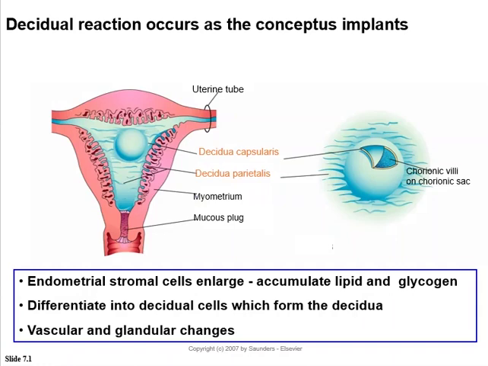This lecture is regarding the placenta and fetal membranes. The objectives are to identify and discuss the formation of the placenta and fetal membranes, starting with the uterus.